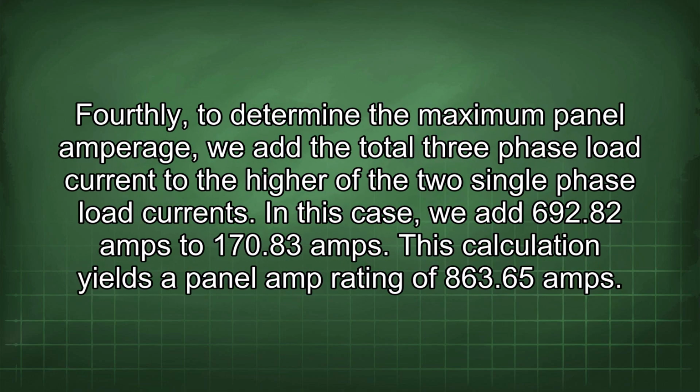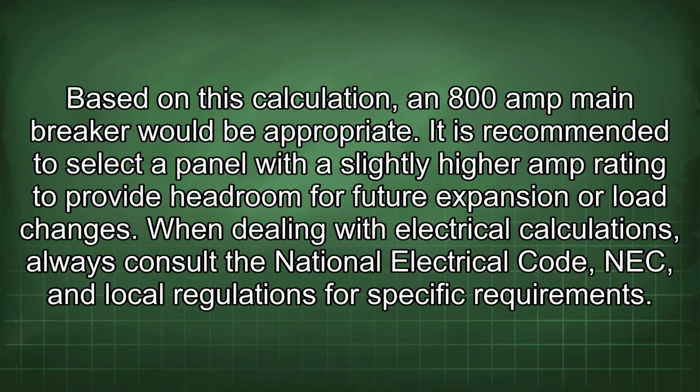Thirdly, we consider the single-phase load current for phase C, which is 170.83 amps. Fourthly, to determine the maximum panel amperage, we add the total three-phase load current to the higher of the two single-phase load currents. In this case, we add 692.82 amps to 170.83 amps. This calculation yields a panel amp rating of 863.65 amps. Based on this calculation, an 800 amp main breaker would be appropriate.